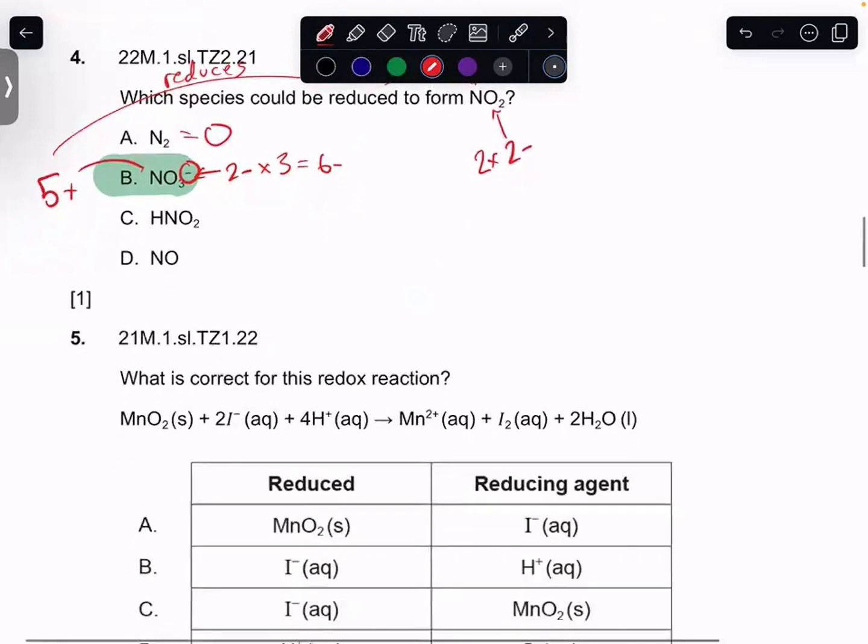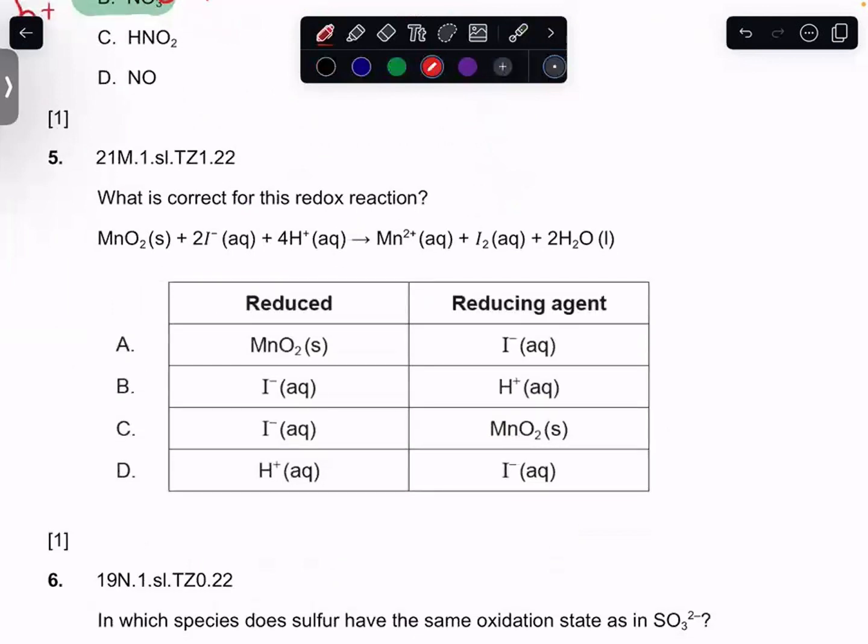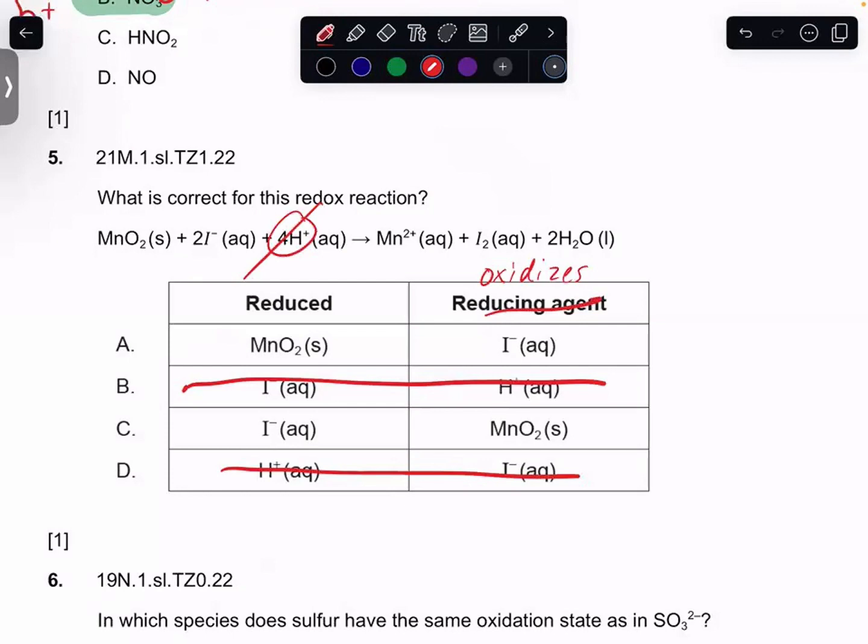All right. Moving on to number 5. What is correct for the redox reaction? Well, we're looking at reduced and reducing agent. Another way of saying reducing agent is just the thing that oxidizes, like problem 1. So we can automatically eliminate B and D. The reason we can do that is because it's not going to be H plus. And that is an answer in B and D because we add those into our half reactions. So now we're just looking at which one's reduced, manganese oxide or iodine.